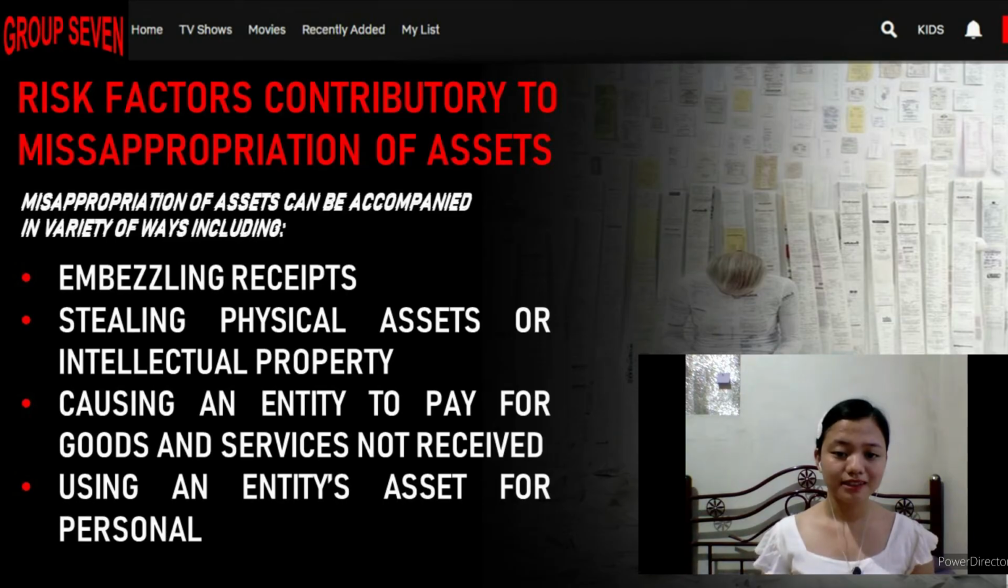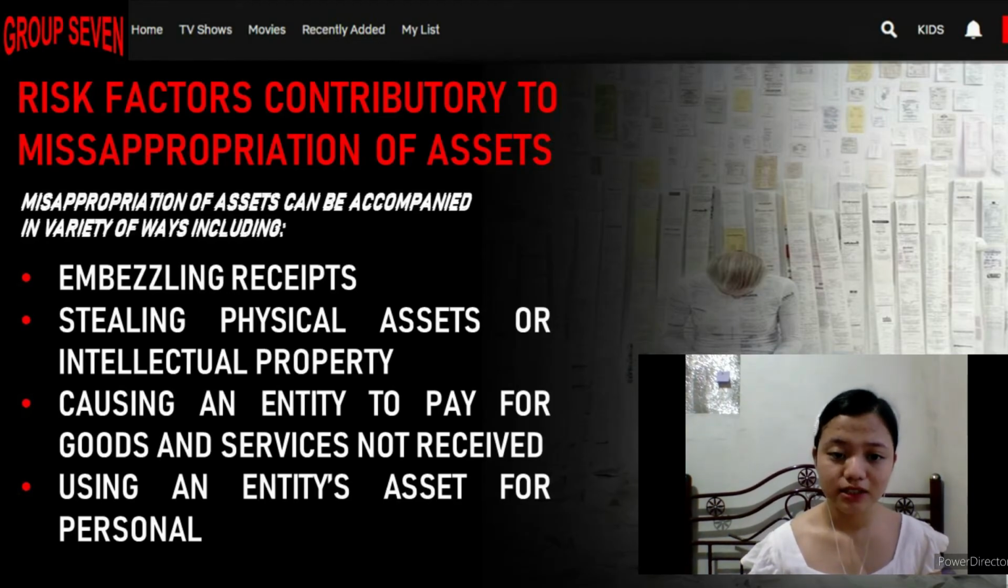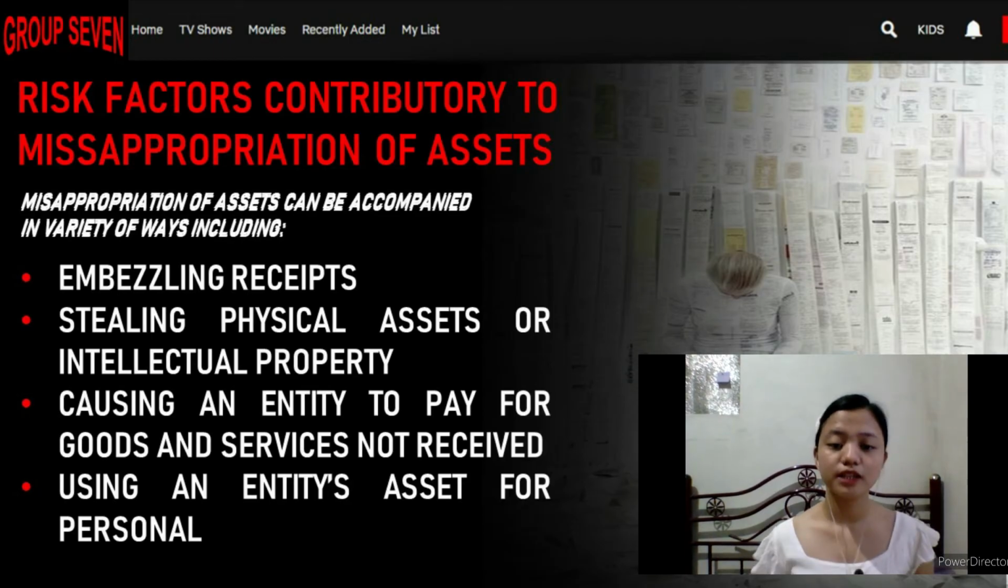Also, using an entity's assets for personal use, like using the entity's assets as collateral for a personal loan. The question is: what is the difference between embezzlement of receipts, stealing physical assets or intellectual property, and using an entity's assets for personal use? According to my own understanding, embezzlement of receipts involves money.